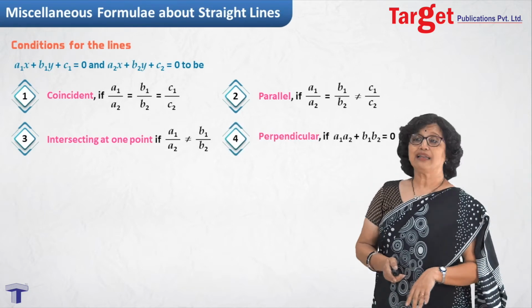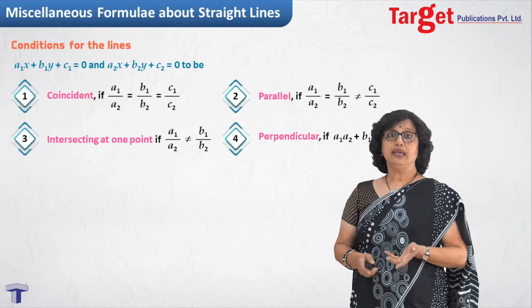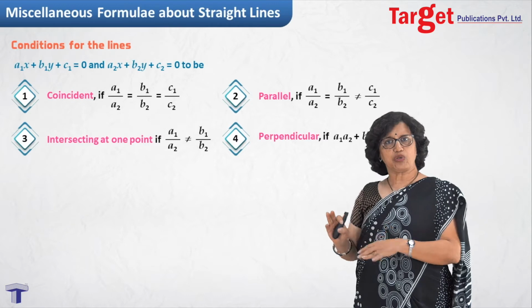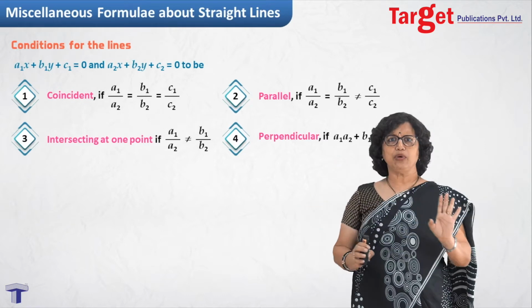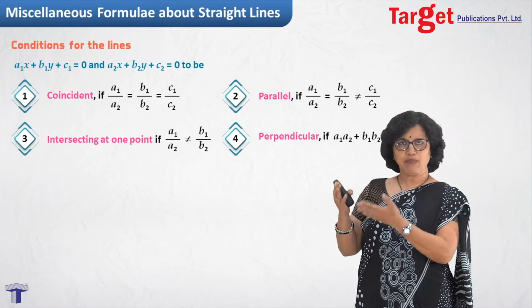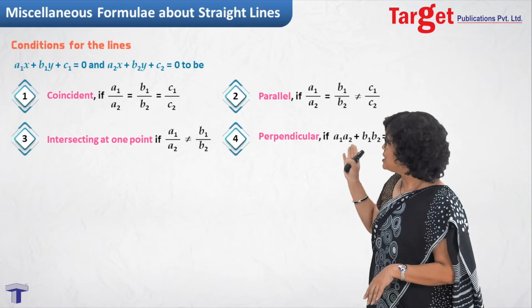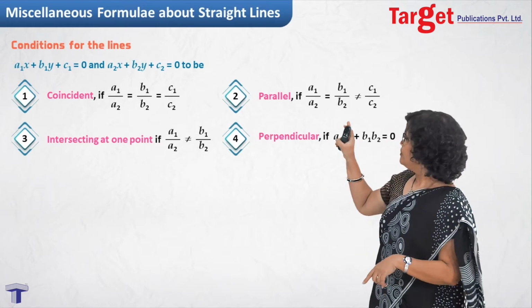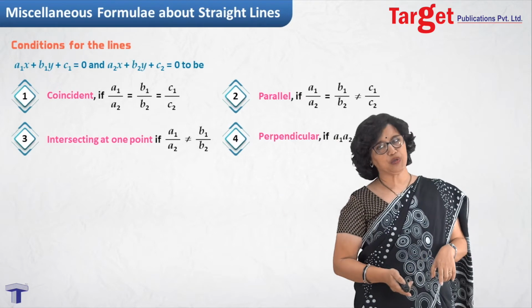Move to the next, and the last one is perpendicular if A1 A2 plus B1 B2 equal to 0. This is actually a repetition of M1 M2 equal to minus 1. M1 is your minus A1 upon B1. M2 is minus A2 upon B2. Substitute that. You will get A1 A2 plus B1 B2 equal to 0.